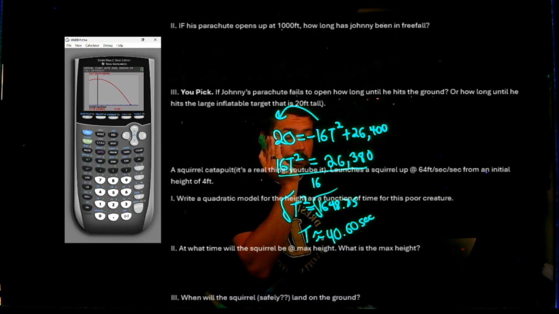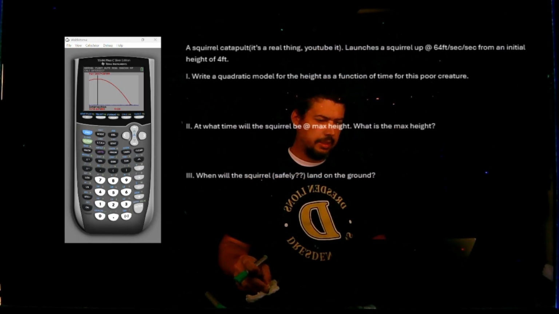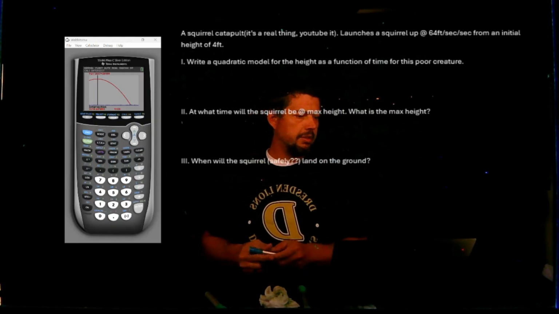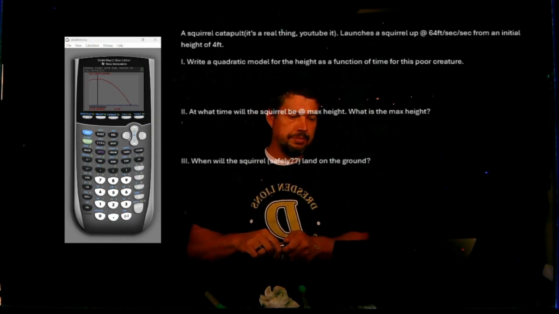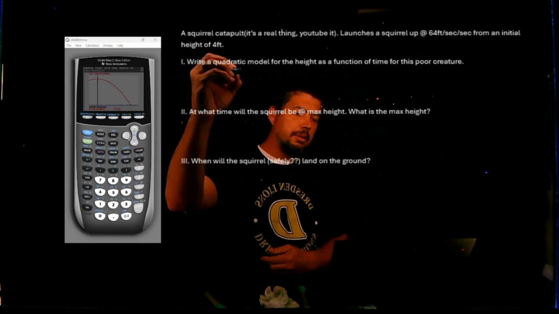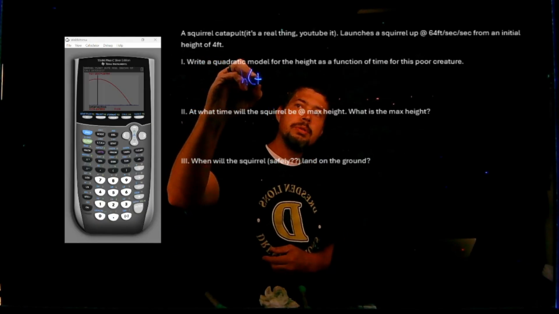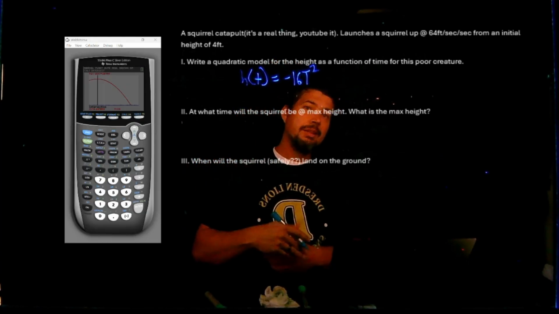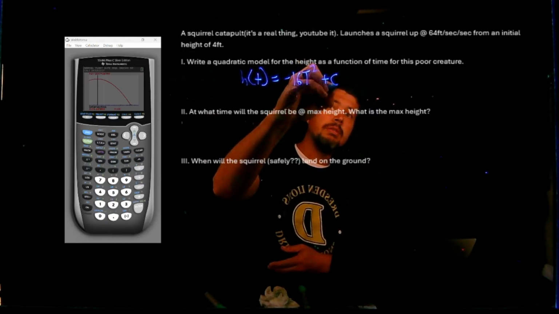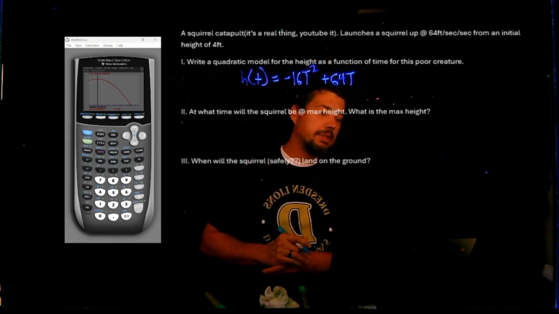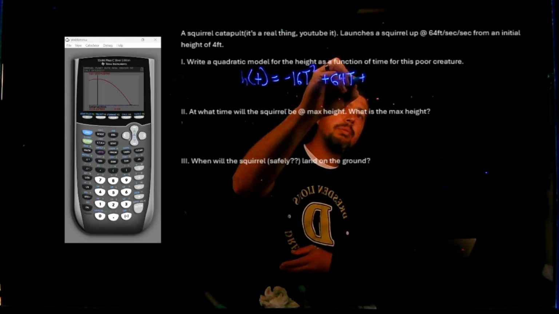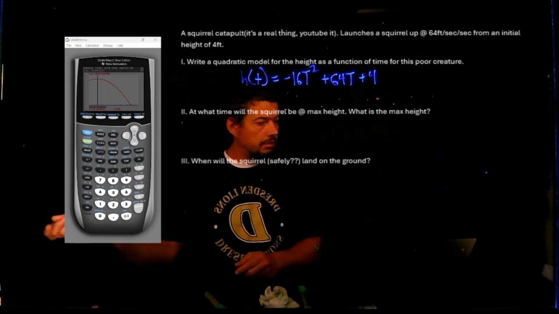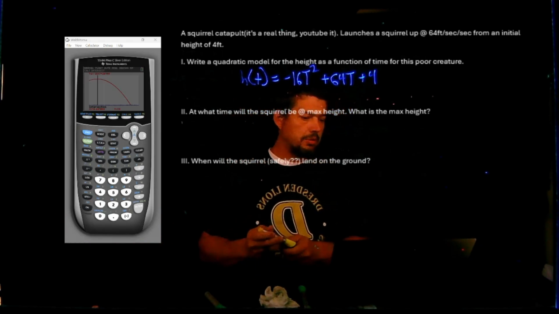Next up's a squirrel catapult. Alright, squirrel catapult, which is a real thing, launches a squirrel up at 64 feet per second from initial height of 4 foot. Write a quadratic model. So in America, all of our models start with negative 16t squared. Then we add in the initial velocity, which is 64 feet per second, so times time. And then we add in the initial height, which is 4. That's just how we do these things. There's your model.